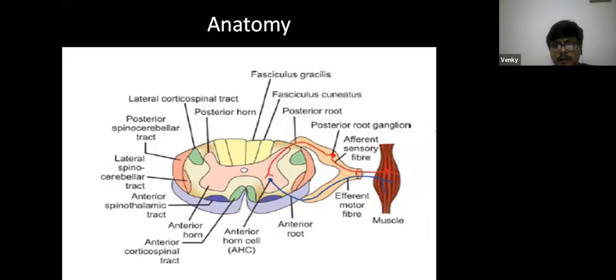After entering the cord level, see, this is the anterior segment and this is the posterior segment in the cord, and this is the anterior horn cells.